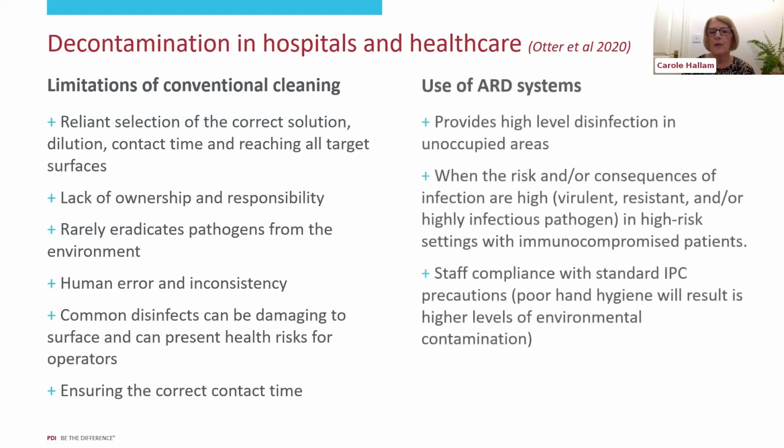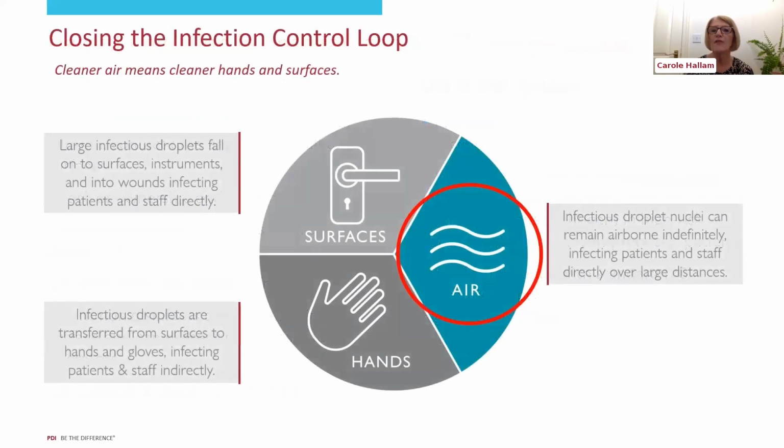And then we're much more aware of the automated room disinfection systems, and these are brilliant for giving high-level disinfection, but they have to be used in an unoccupied area. So they're really good for single rooms, following a patient with perhaps Clostridium difficile or other infections. John talked about the importance of staff compliance and standard IPC precautions, and again, he talked about how poor hand hygiene will result in higher levels of environmental contamination. So very much that cycle, that circle of the loop.